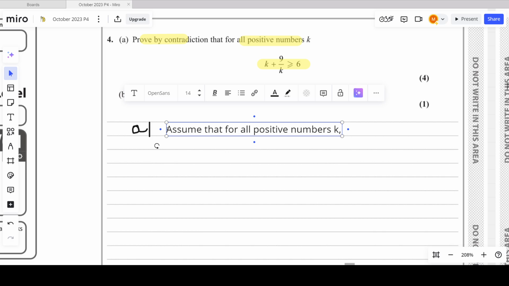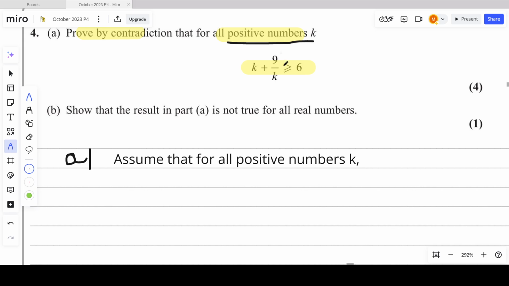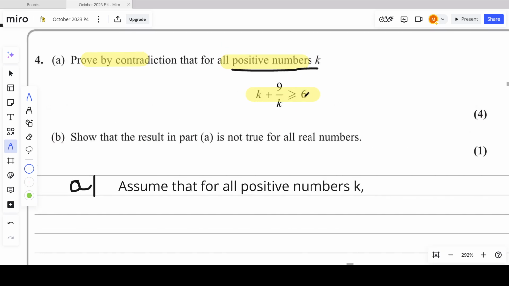Now a very important thing is that most students get confused about what we need to make the assumption on. You might get confused: should we make an assumption on the positive numbers k? Should we consider all negative numbers? No, we should make the assumption on the thing that we need to prove. Here we need to prove this inequality, so we need to consider that the opposite inequality is true. The assumption has to be made on the inequality or the equation that has to be proven.